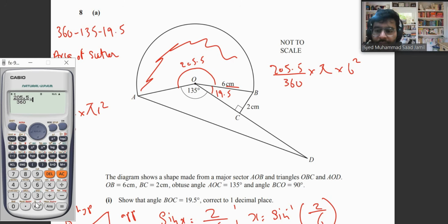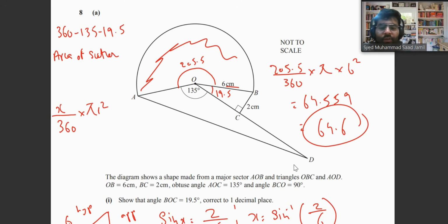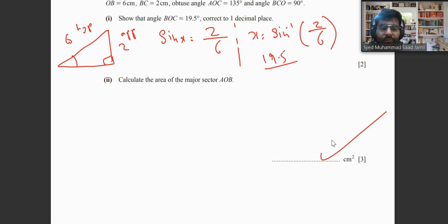Multiply by pi multiply by 6 square, x upon 360 pi r square. Let me do it again. 205.5 upon 360 multiply by pi multiply by 6 square. So it's actually 64.559. You guys can write 64.6 as your answer. So that was 3 marks for this as well.